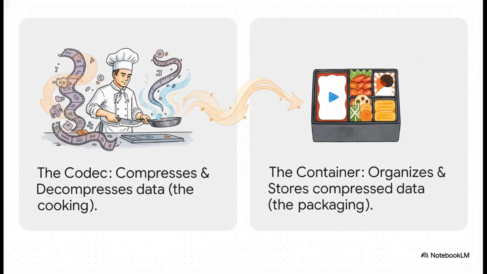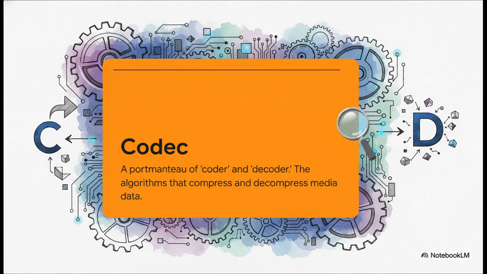The container, on the other hand, is the bento box. It doesn't cook anything. Its job is to neatly organize all those different dishes into their own little compartments so you can enjoy the whole meal together. The word codec literally comes from mashing together two words, coder and decoder. It's the set of rules, the algorithm, that does all the heavy lifting. It shrinks the data when you save a file and then expands it back out when you hit play. It's the mathematical wizardry that makes streaming high-def video over the internet even possible.